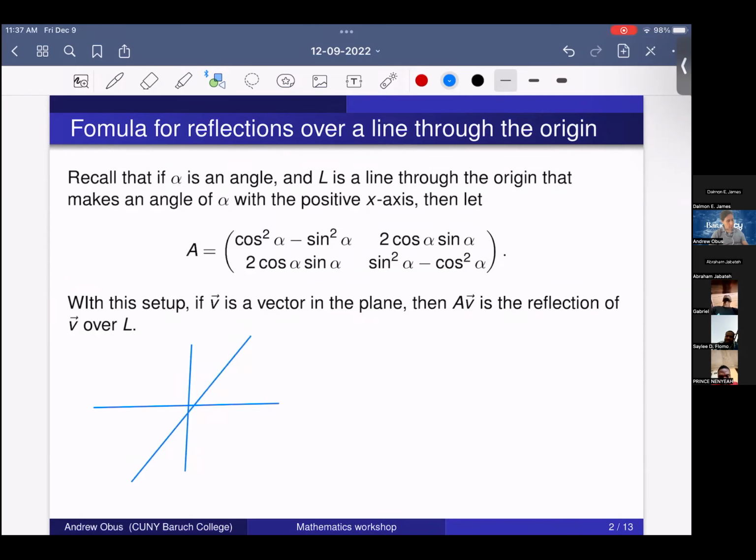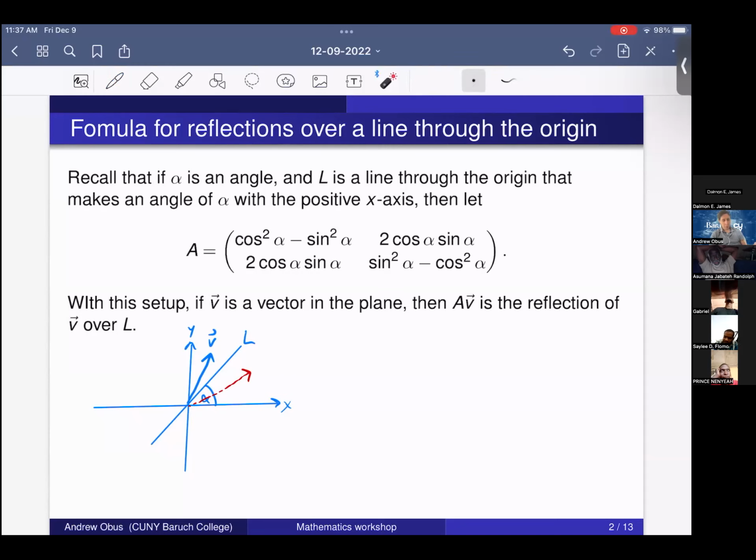Let me delete that. Let's try this one more time. Great. So we have a line through the origin that makes an angle of alpha with the positive x-axis. Then what we did last time was we derived this matrix that gave you the formula for how to reflect a vector over that line. So for instance, if this is my vector v, then I can look at its reflection over the line, which I'll draw in red. This is the reflection of v over the line L.